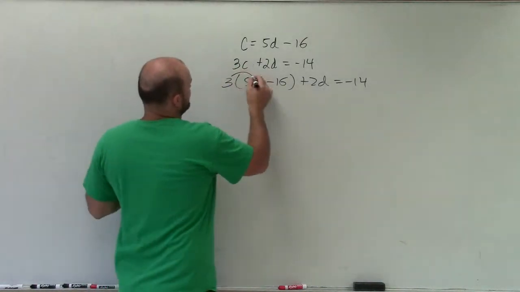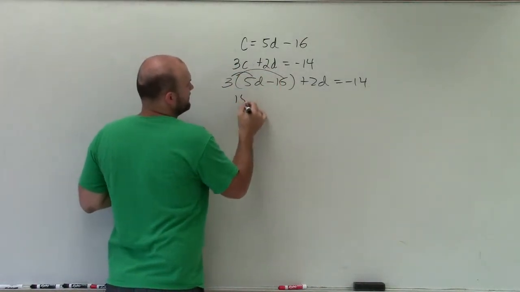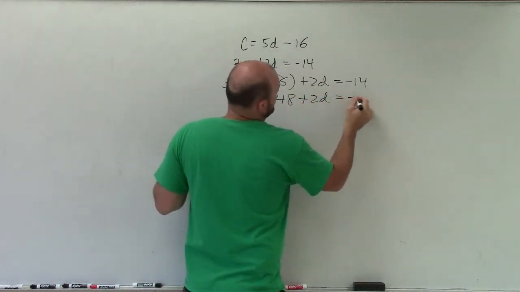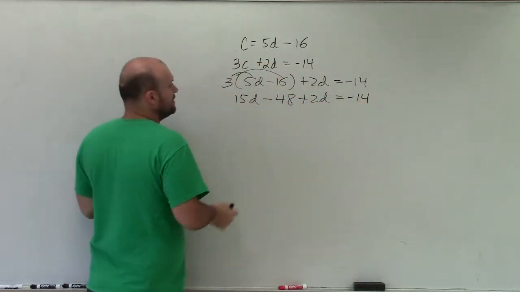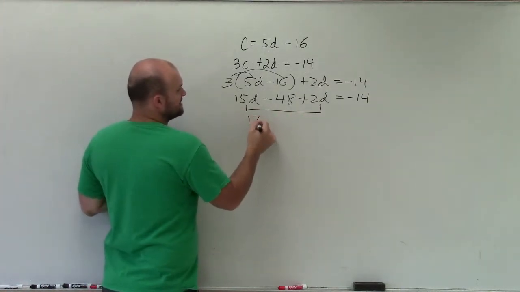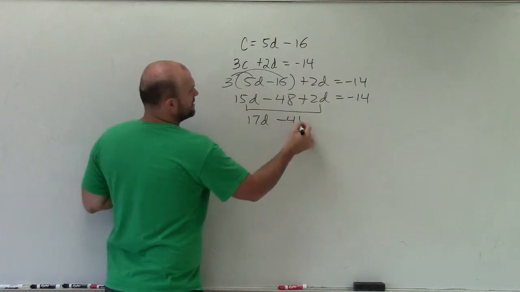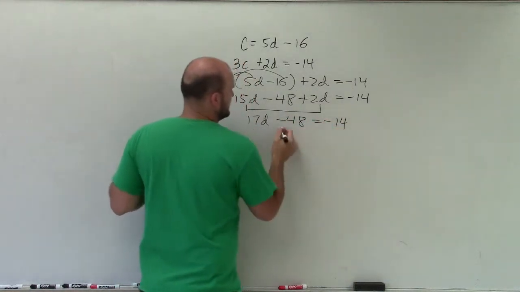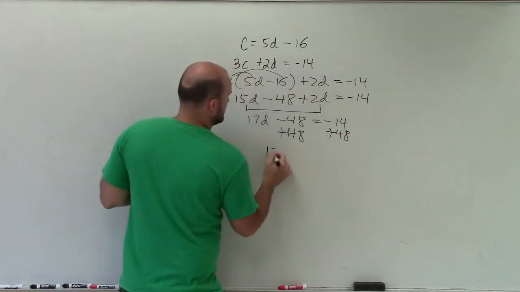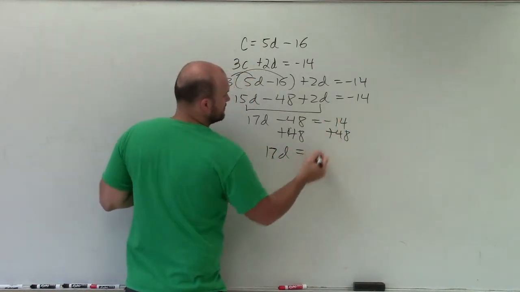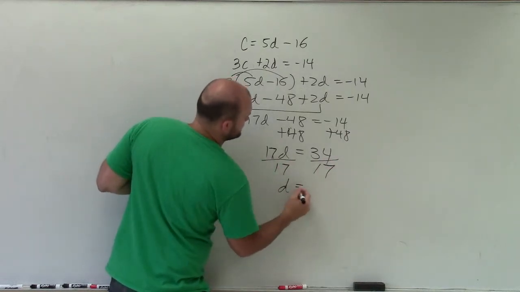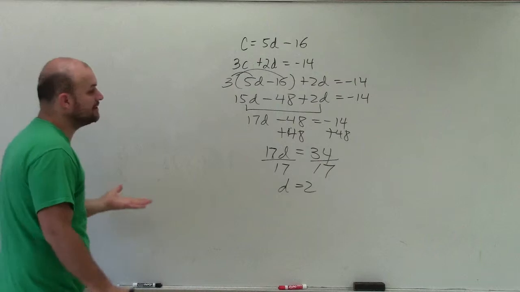So to do that, I need to apply the distributive property here. So I have 15d minus 48 plus 2d equals negative 14. Then I can combine these two. So I have 17d minus 48 equals negative 14. Add 48, add 48. 17d equals positive 34. Divide by 17, divide by 17. d equals 2. Perfect. So now I know that d equals 2.